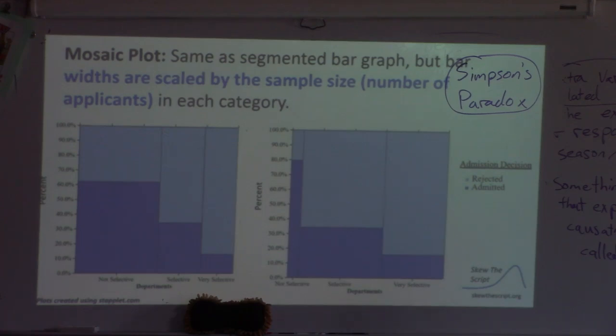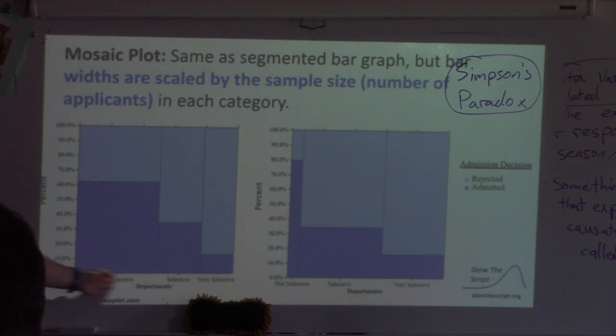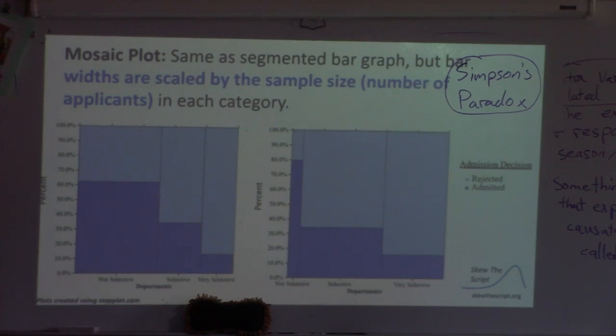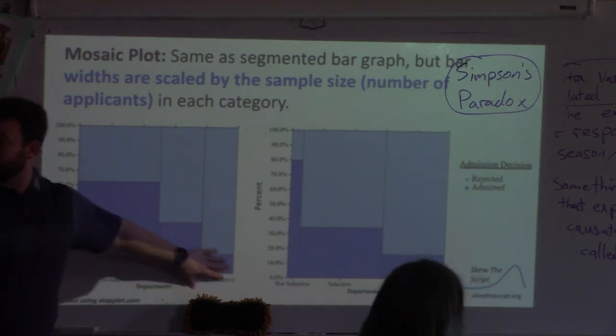Anyways, notice a mosaic plot is the same as the segmented bar graph, but bar widths are scaled by the sample size, so it's proportional. Does it have to be perfect? No, but it does tell a big story. On top of that, I will note the area is an important part of this. Notice how there's just a bigger area through here.